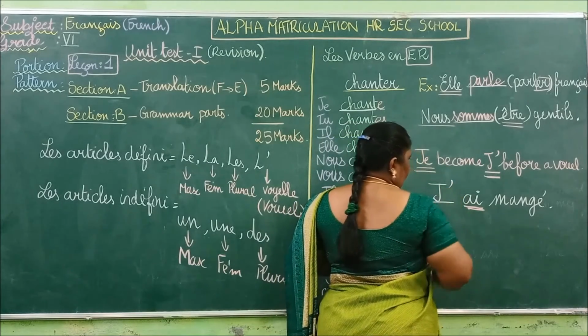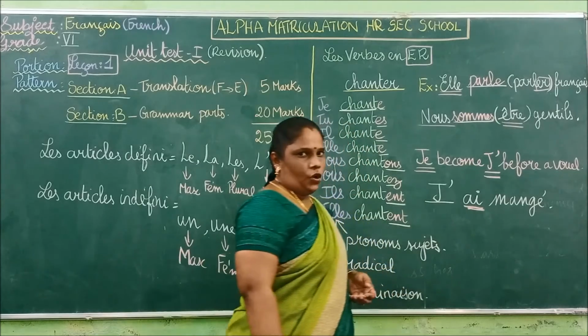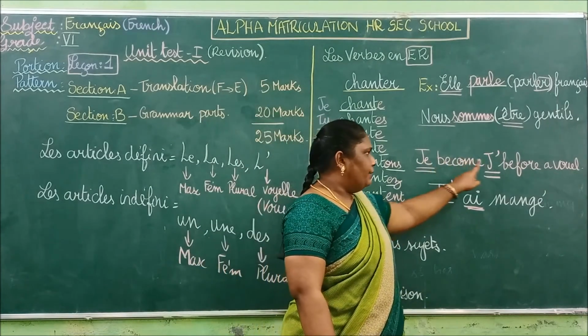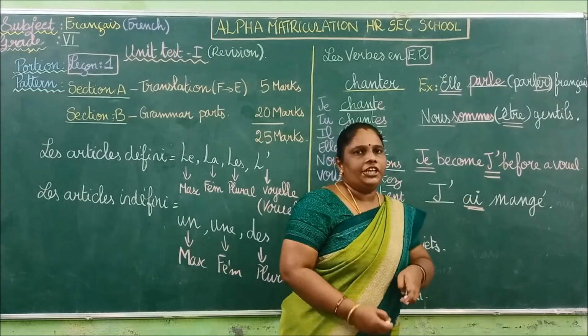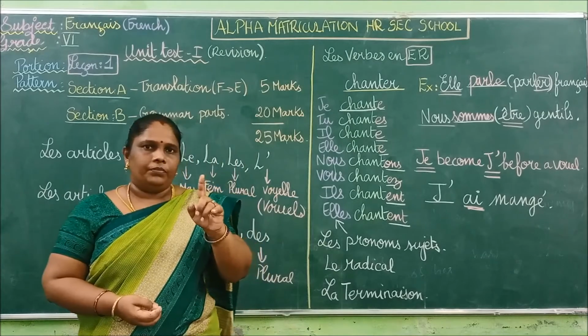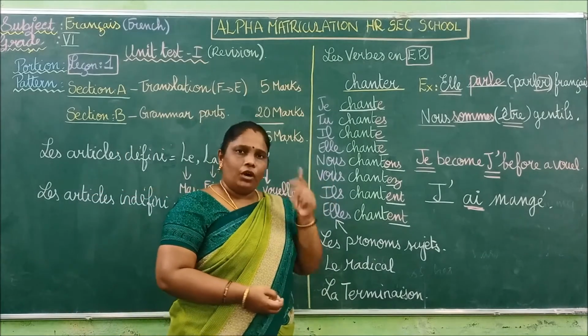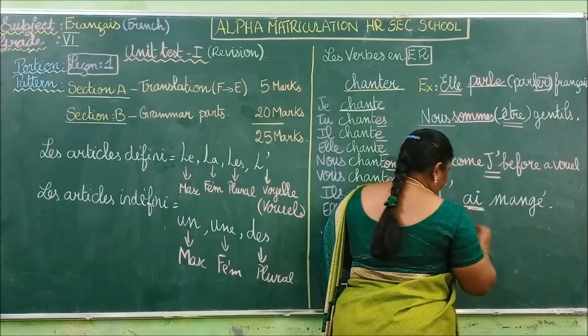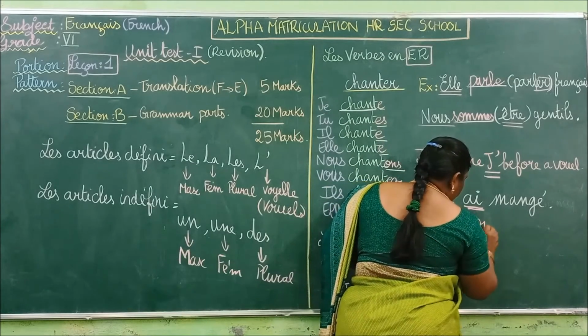So instead of je, we are going to place j'apostrophe. So be careful when we have a vowel, we are going to put j'apostrophe. But not for everything. Be careful when you have the verb avoir.